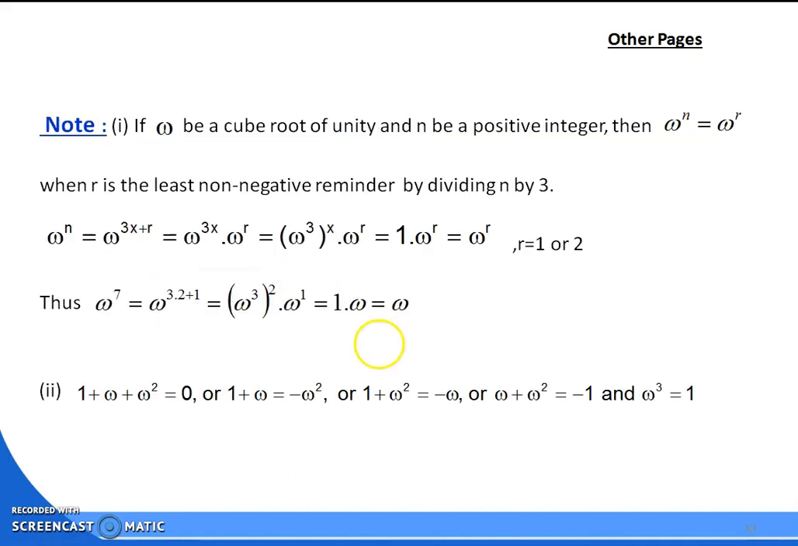Next, some notes are there. If omega is a cube root of unity and n is a positive integer, then omega to the power n equals omega to the power r, where r is the least non-negative remainder obtained by dividing n by 3. So you have to divide this n by 3, and you will find some quotient and some remainder.